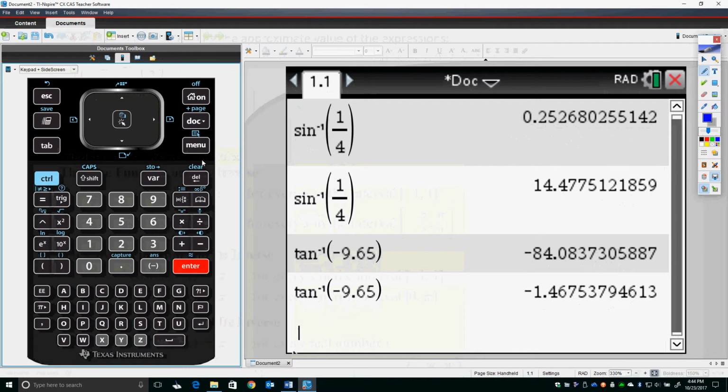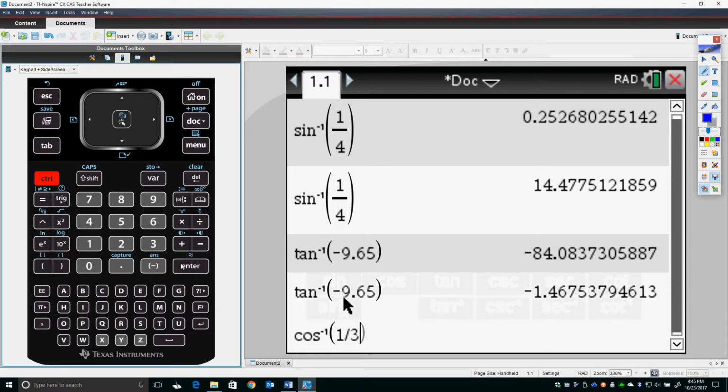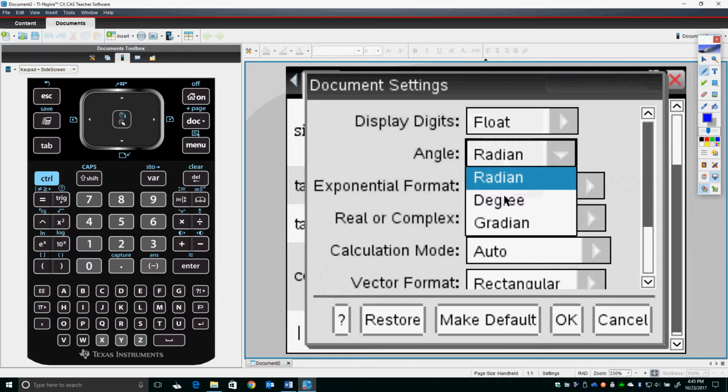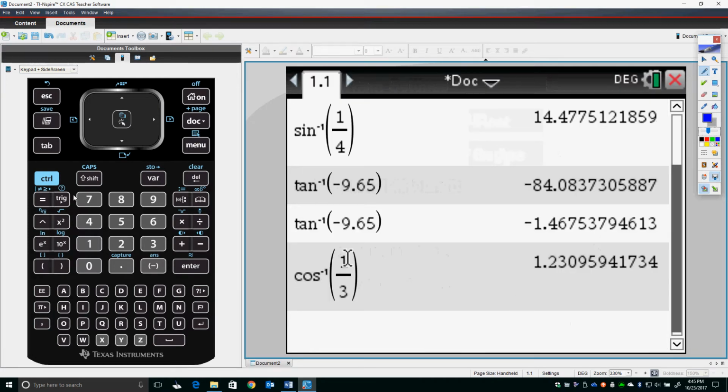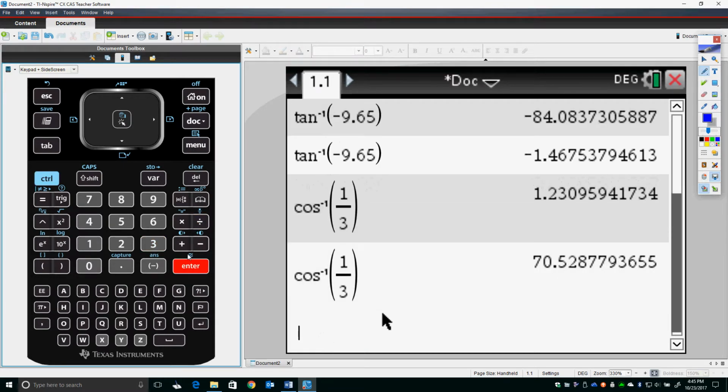Okay, student problem. Cosine inverse of 1/3. So cosine inverse of 1/3. That is our radian answer, and my degree answer. Cosine inverse of 1/3 should be about 70.5 degrees.